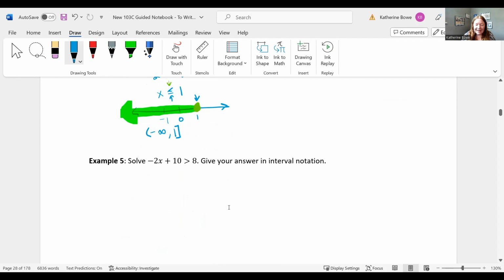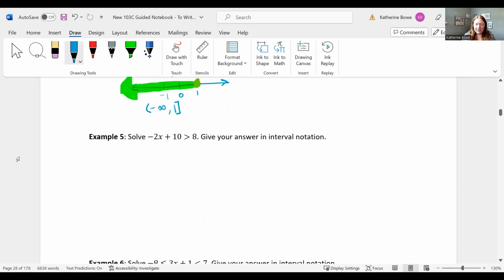Solve negative 2x plus 10 is greater than 8. And we want to give our final answer in interval notation. So here again, I want to get the term with the variable in it by itself. So I'm going to start to do that by getting rid of that 10. I'm currently adding 10, so I'm going to subtract it from both sides. Here on the left, I still have my negative 2x. My plus 10 minus 10 cancels, and it's going to be greater than 8 minus 10 is negative 2.